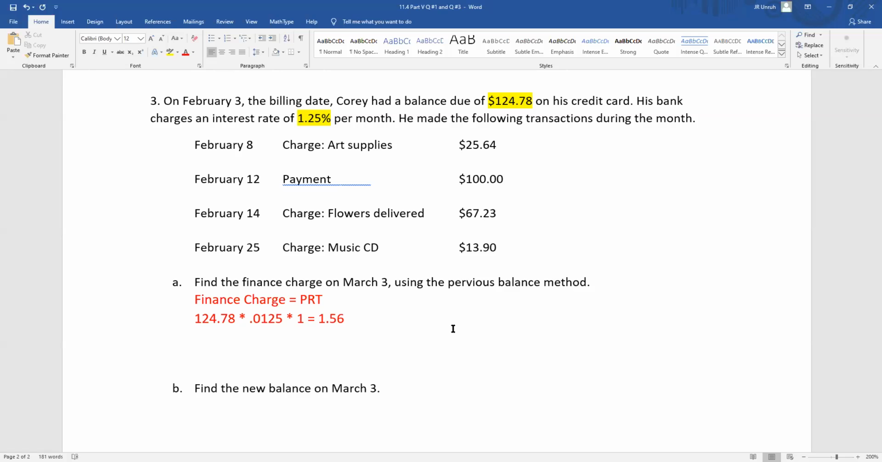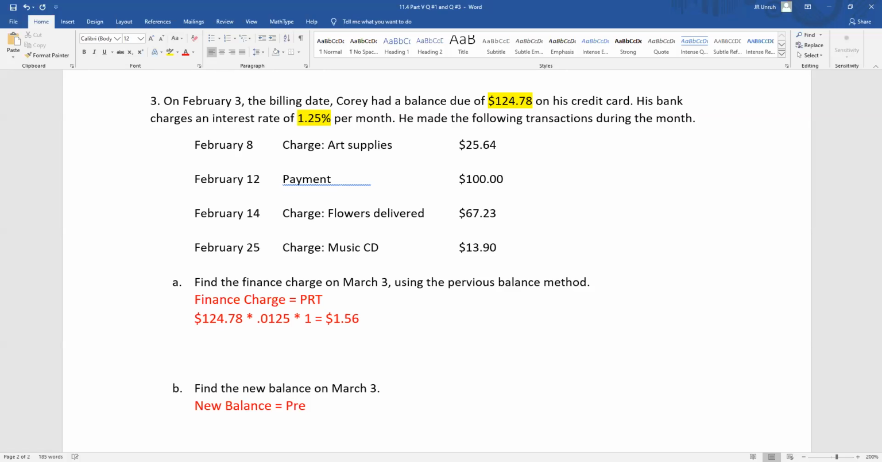With your calculator, multiply all those together, and I get $1.56. Not very much, but nonetheless the banks and credit card companies will keep track of all of that. So your finance charge under the previous balance method is $1.56.